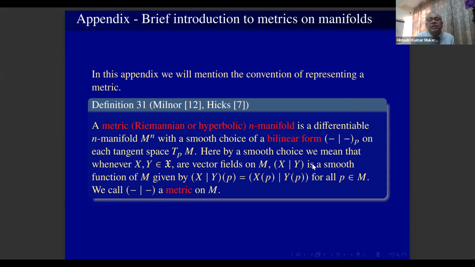How do you define this function? The value of the function at p is equal to the inner product of X_p and Y_p, because X_p and Y_p are vectors, so this is a real number. So the definition of this function is defined as follows: its value at a point is this one for all p in M. So we call this a metric on M.